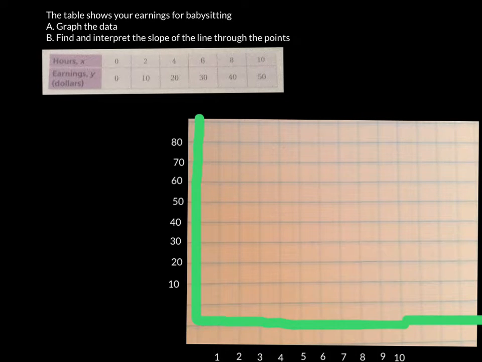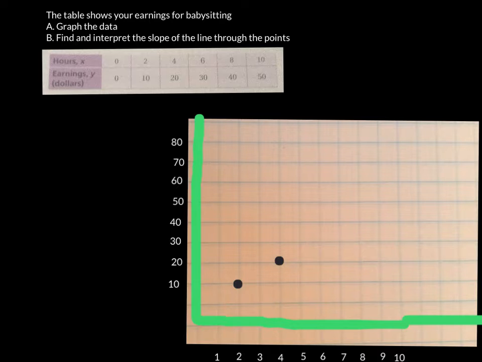Okay, the table shows your earnings for babysitting. Graph the data and interpret the slope of the line through the points. Okay, so we have to graph it. So our first coordinate is 2. So we're going to put our 2, 10, because that's the y. So that'd be right there. Okay, then next is 4, 20.